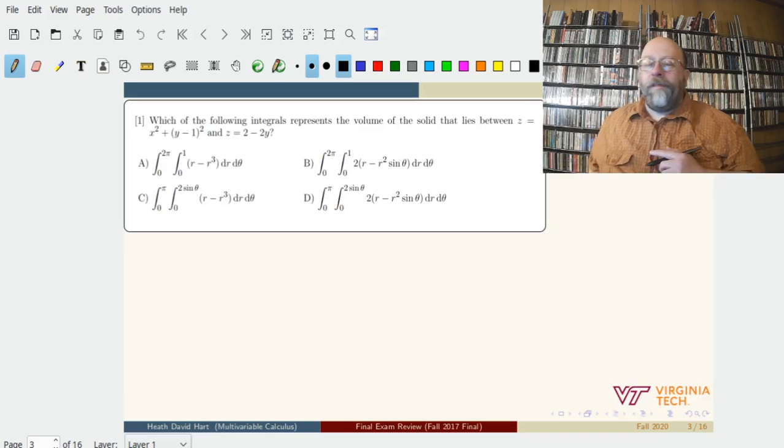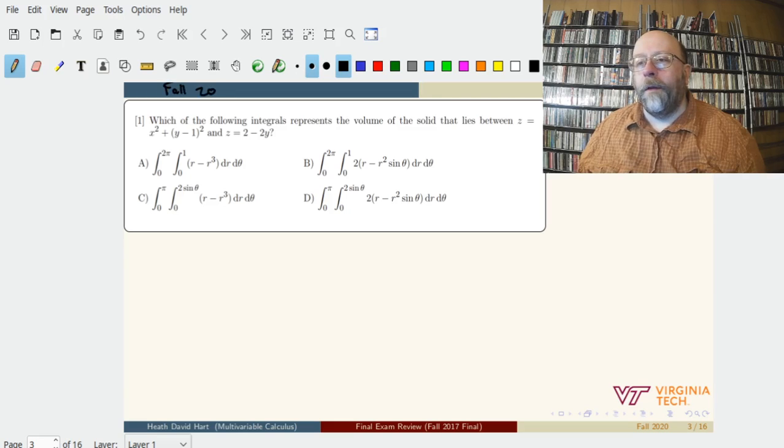So this is the fall 2017 final. And let's go ahead and take a look at it. Which of these integrals represents the volume of the solid that lies between z equals x squared plus (y minus 1) squared and z equals 2 minus 2y? So let's look at these.